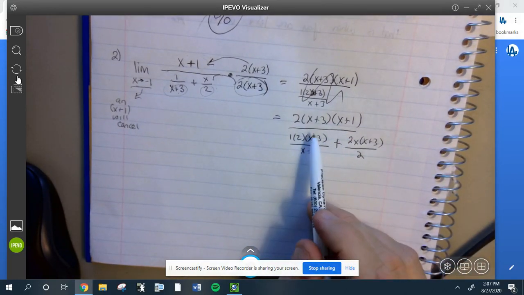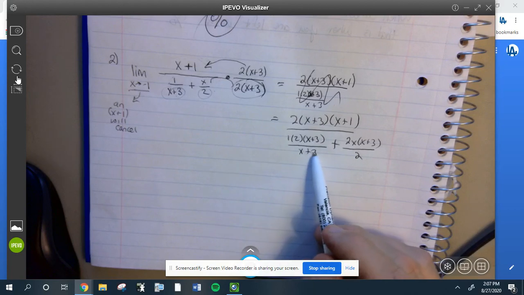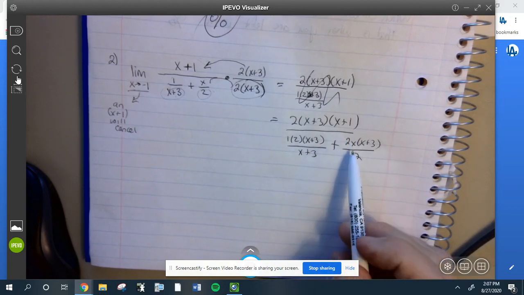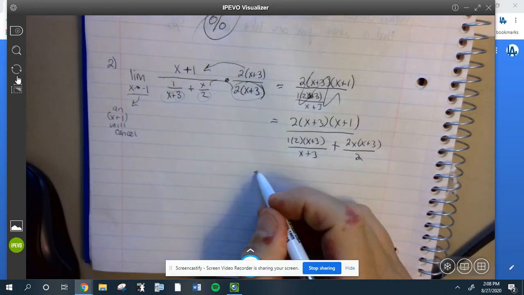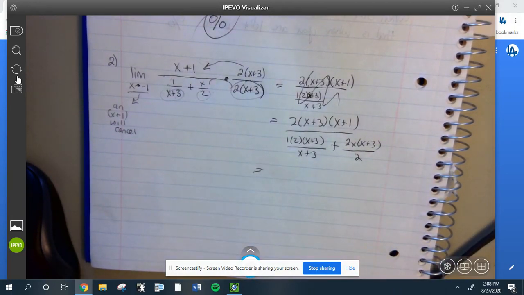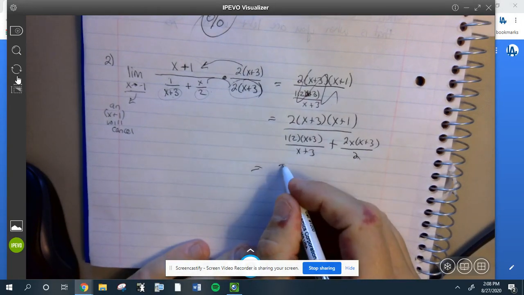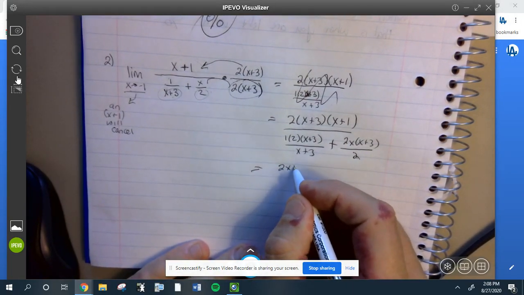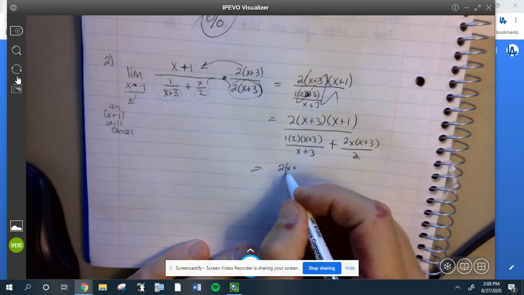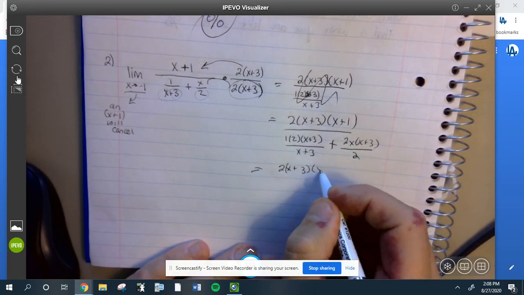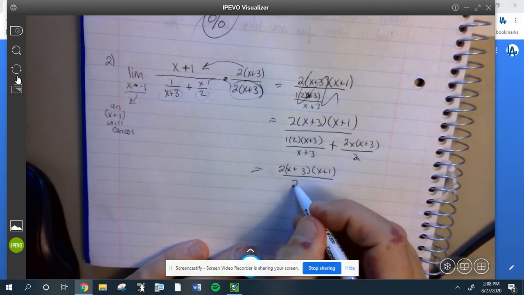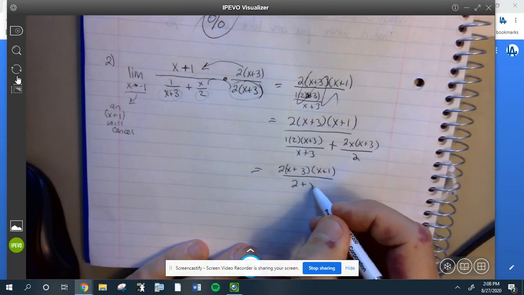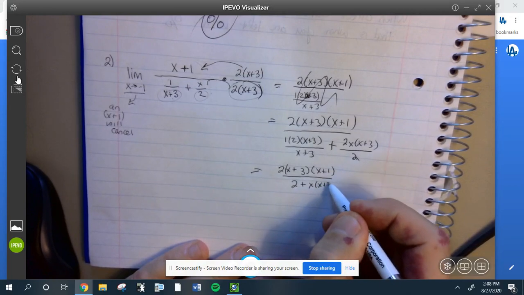So notice that this x plus 3 is going to cancel with this x plus 3, and this 2 is going to cancel with this 2. And that's what I was saying. You can see that you can do all this in your head if you think you're capable of doing it. It's not that hard. You can go right to this step. Two plus x times x plus 3.